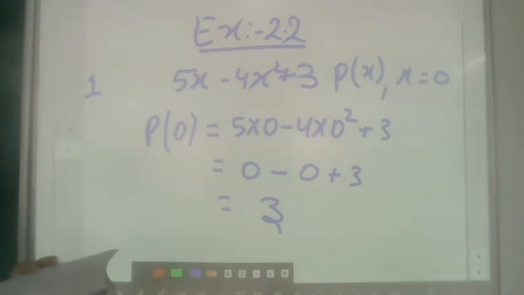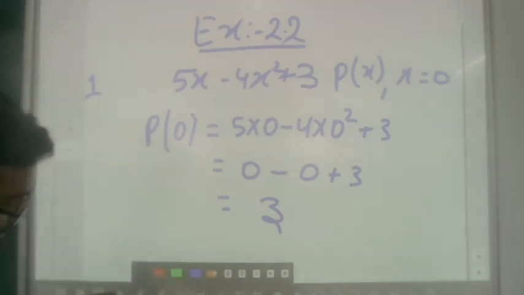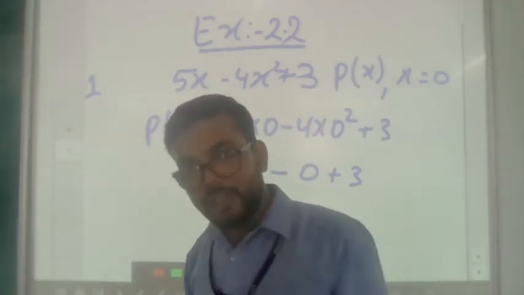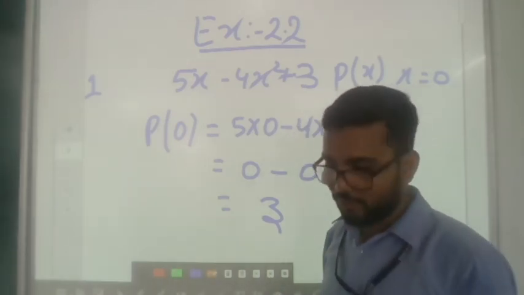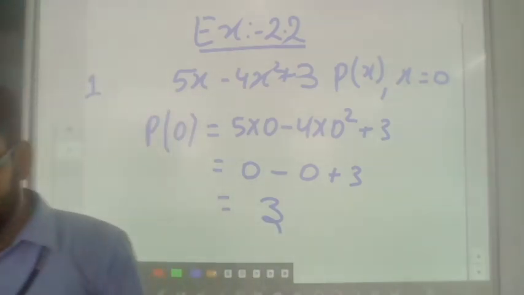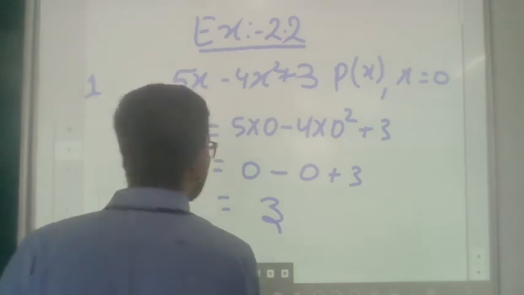In the second question, you will have to find p(0), p(1), p(2) in each of the polynomials. Here a polynomial is given and you have to replace the variable, like p(0), p(1) and p(2), and find the value. Next, in question number 3, verify whether the following are zeros of the polynomial. Okay, you have to verify whether the values are zeros of the polynomial or not.